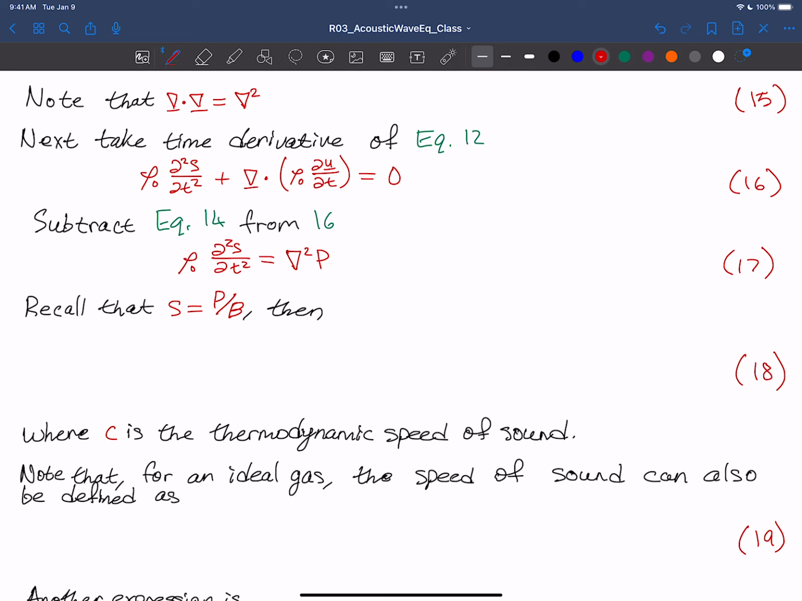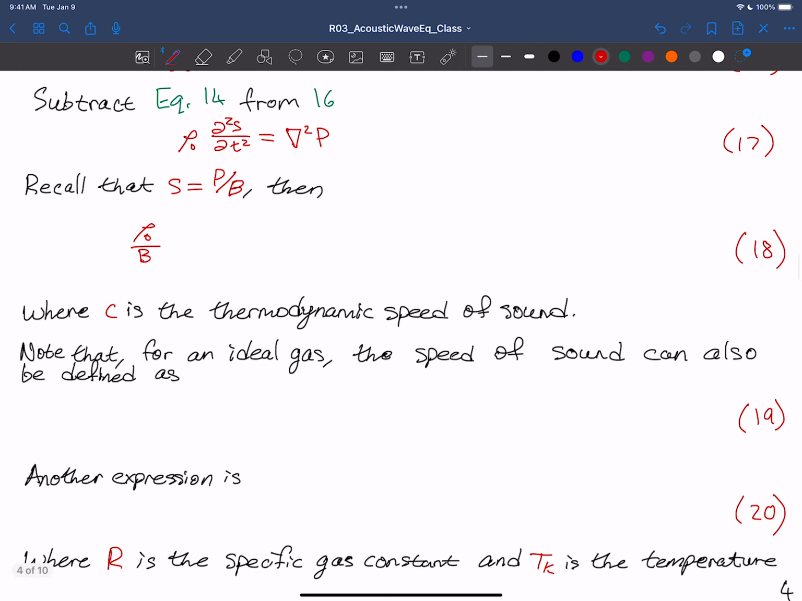And then from equation 7, we're going to recall that the pressure is equal to the bulk modulus B times the condensation. And then if we divide by the bulk modulus, we'll find that the condensation is equal to the pressure divided by B. And so what we'll find here is that rho 0 divided by our bulk modulus B, let me just rewrite that a little bit, times partial squared p over partial t squared is equal to del squared p.